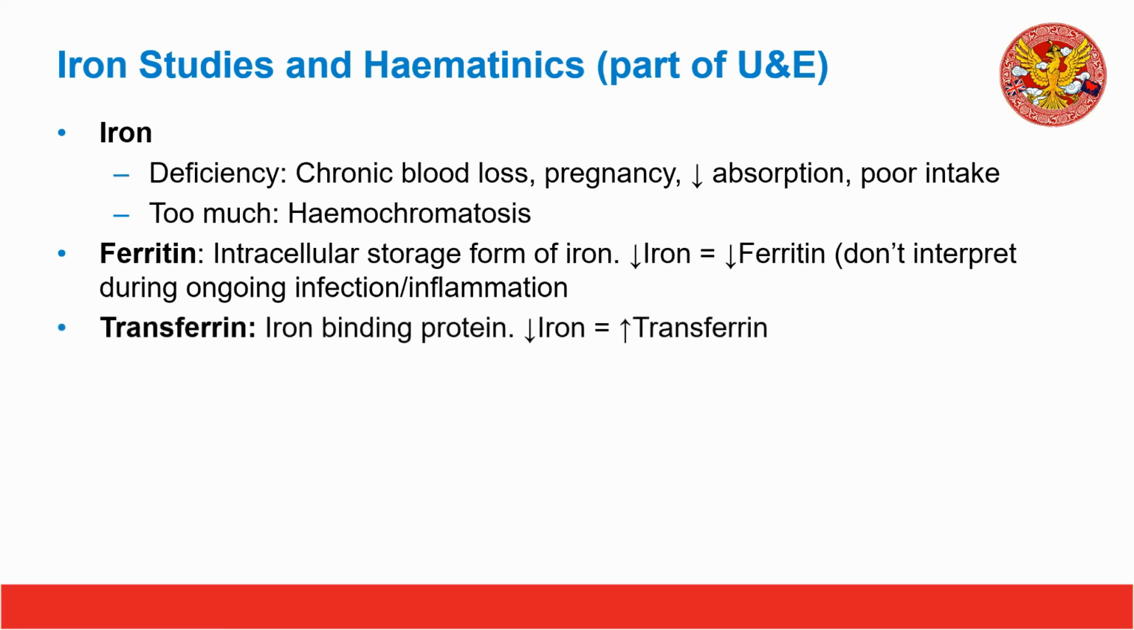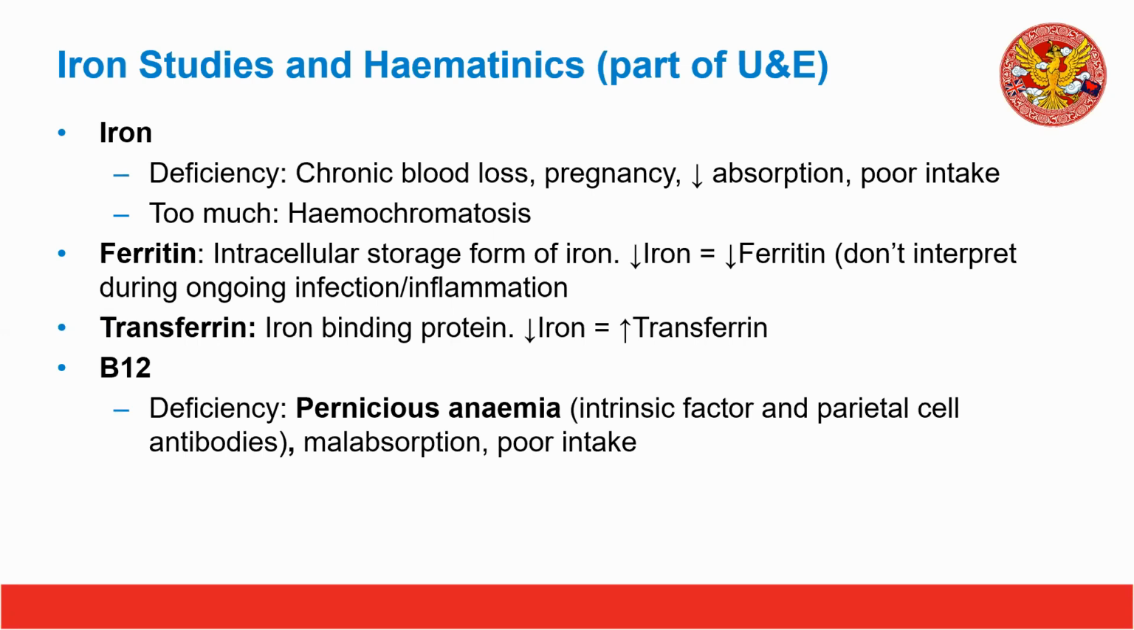Something that's actually used instead is the transferrin, which is an iron binding protein and transports iron around the body. And it has an inverse relation in the sense that when your iron levels go down, the amount of protein that is available increases. Whereas if your iron level increases, then obviously more binds to the transferrin protein, and so your overall transferrin levels go down.